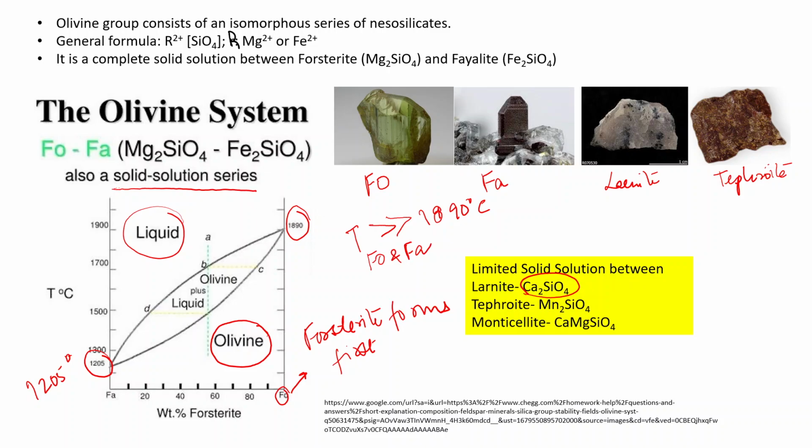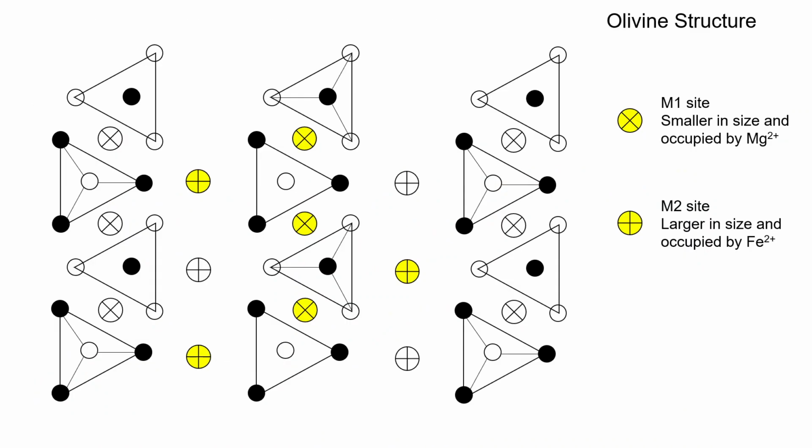Further, as the magma chamber continues to rise, the temperature will keep on dropping, and as soon as the temperature reaches 1205 degrees Celsius, fayalite crystallizes out of the system. This is what this means. Now let us look at the olivine structure.